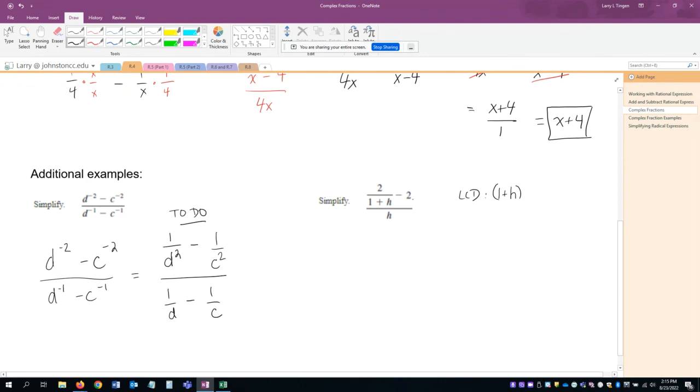Anytime you see a number written by itself, we can always write that as that number over 1, right? Because anything divided by 1 just gives you back what you started with. So my LCD is (1 plus h) times 1, which is just 1 plus h. So I need to multiply the numerator and denominator of 2 by 1 plus h, combine like terms, and then divide by h. But this will be left for you to do as well.